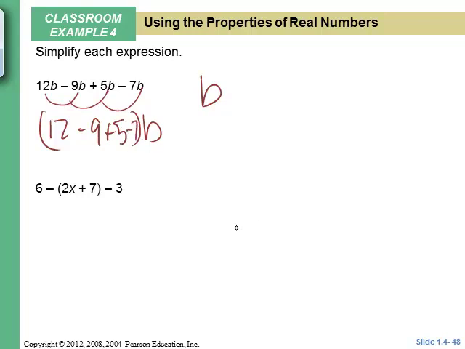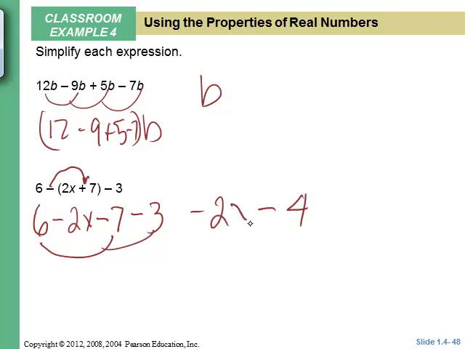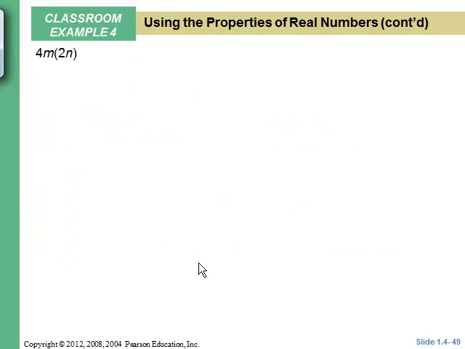Okay? In this case, I think I would first of all take out the parentheses and rewrite it as 6 minus 2x minus. Remember, when you have this negative sign here, that changes that to negative 7 minus 3. 6 minus 7 is negative 1, minus 3 more is negative 4. So our answer is negative 2x minus 4. How about this one? Well, we're going to group them, the 4 and the 2, multiply them together and get 8, and we'll have 8mn.